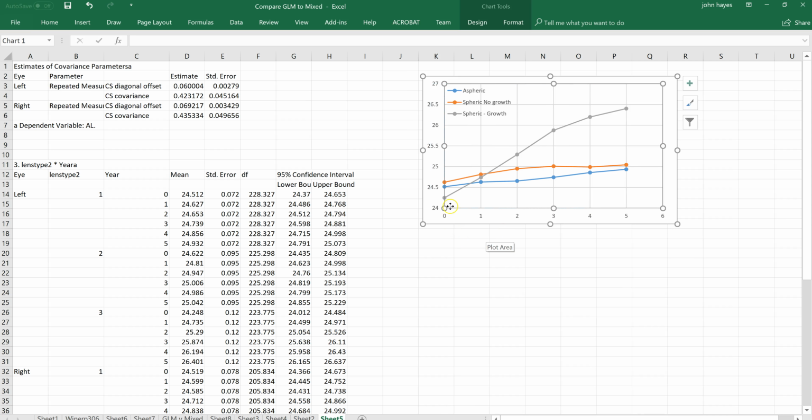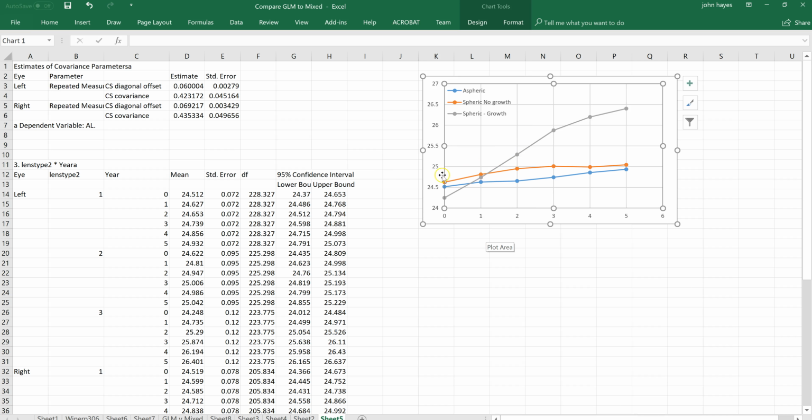Okay, you can see when we adjust for spherical equivalent, we get a little bit of closer relationship down there. Okay, now let's calculate our error bars. Again, we want to go this way.